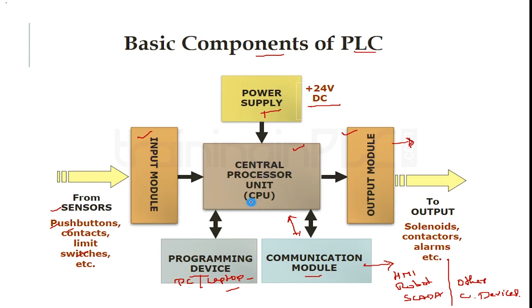Central Processor Unit, CPU. The main purpose of the processor is to analyze the data coming from the field through the input module and to make a decision based on the user-defined control program, and return the control signal through the output module to the field device.